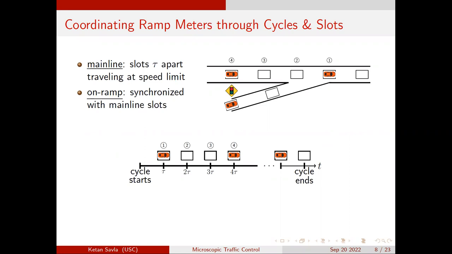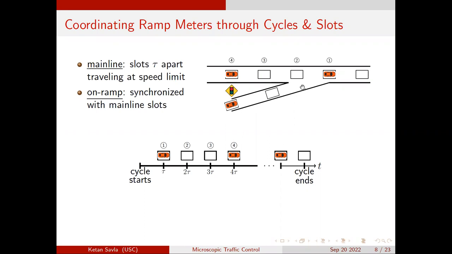common architecture. And that common architecture has two basic principles, right? So one is this notion of slots and the notion of cycles. The slots work in the following way. Let's divide the main line into slots, which are traveling at the speed limit and exactly tau apart, tau time gap apart. Okay. And there are slots also on the ramps, but they're spaced differently. They are created so that they synchronize with the main line.